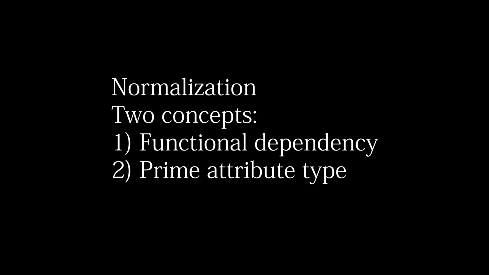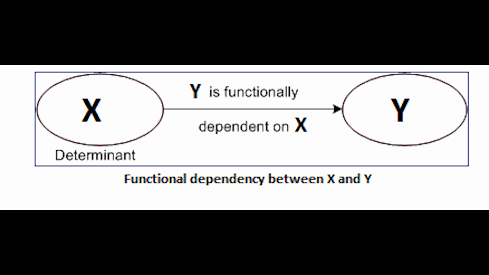This video is on normalization. Normalization requires understanding of two simple concepts, which are functional dependency and prime attribute type. So functional dependency occurs between two sets of attribute types of a relation.